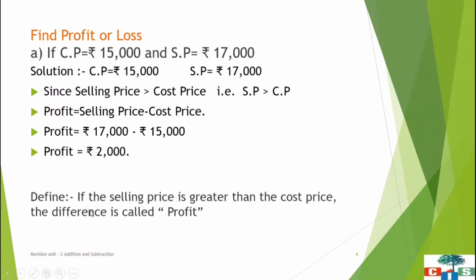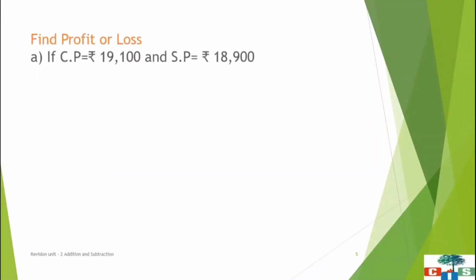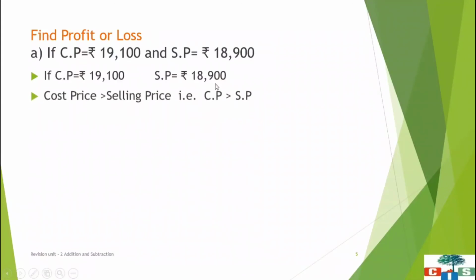So what is the definition of profit? If the selling price is greater than cost price, the difference is called profit. Now the next example: if cost price is 19,100 and selling price is 18,900, we have to find whether it is a profit or loss. We can see that cost price is greater than selling price. When cost price is greater than selling price, then there is a loss.